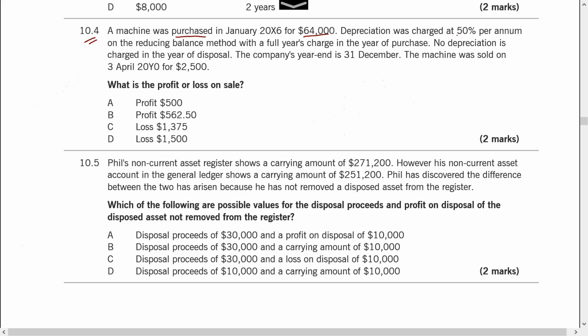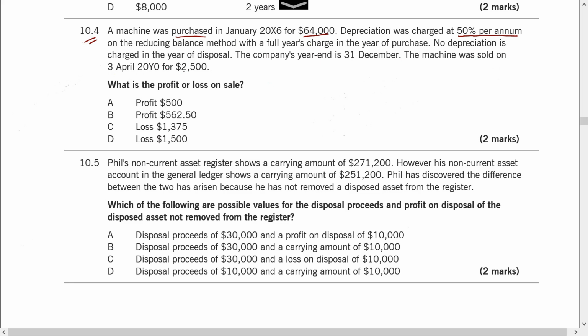Depreciation was charged 50% per annum on reducing balance method, with a full year's charge in the year of purchase and no depreciation is charged in the year of disposal. The company's year end is 31st December. The machine was sold on 3rd of April 010.